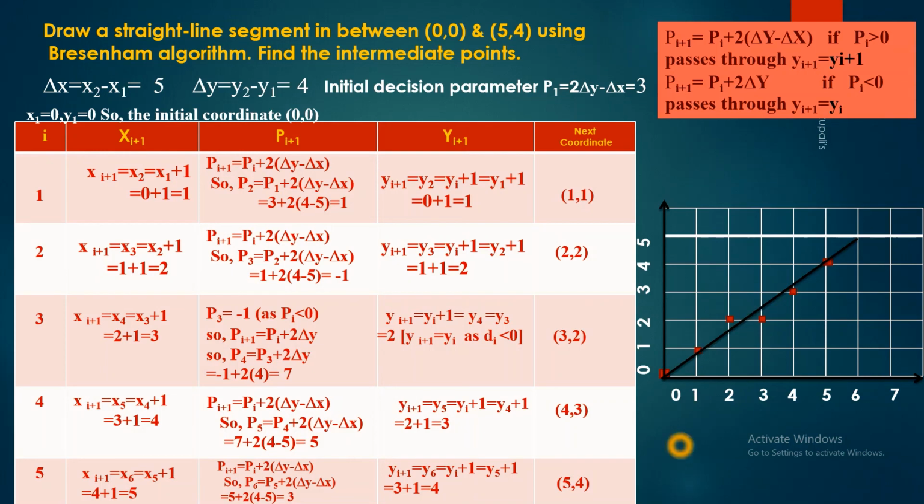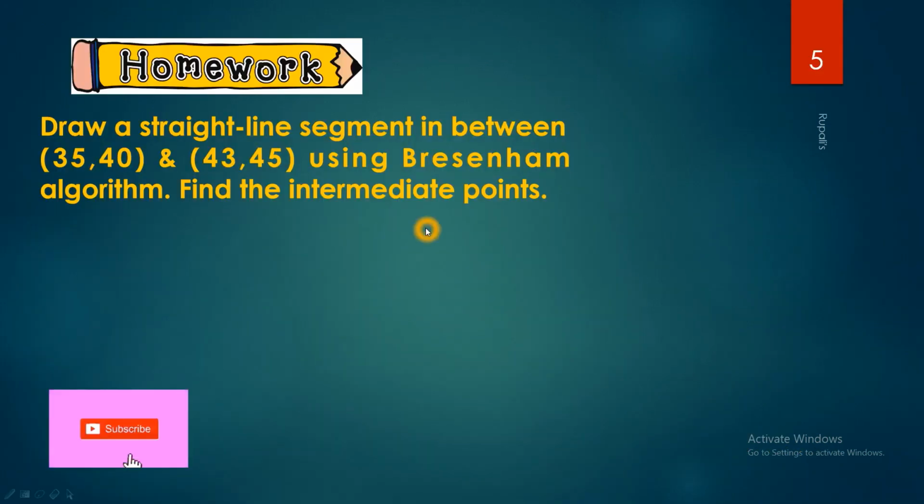In this way, you have to solve all problems of the Bresenham line drawing algorithm. Now, I am giving you another example, and you have to solve it. See here, this is your homework. Draw a straight line segment between 3540 and 4345 using the Bresenham line drawing algorithm and find the intermediate points. Try to solve this problem and feel free to ask any question.